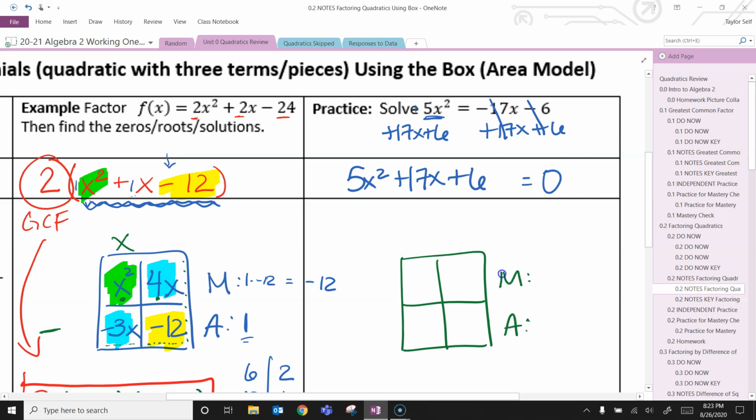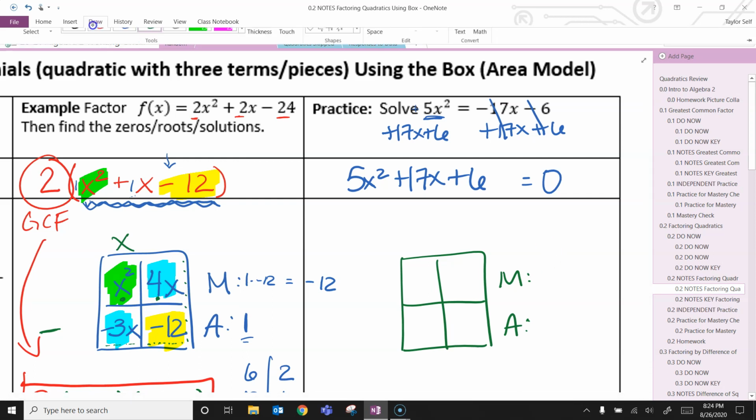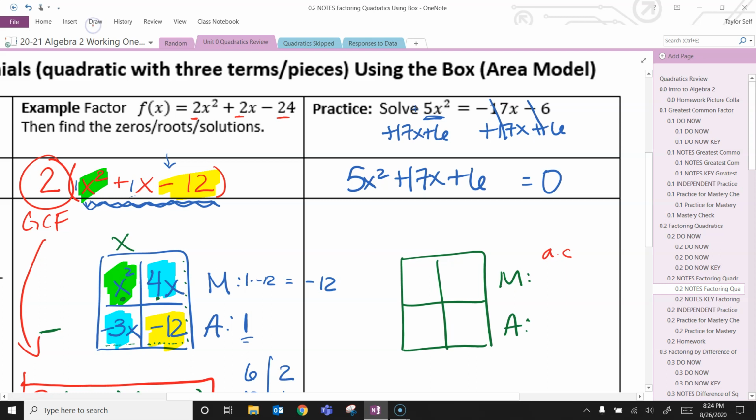So we're always going to start by drawing the box. Actually, we're going to start by doing a GCF. Do these numbers have anything in common? We cannot divide any of these numbers by the same number. So there is no GCF this time. So we're good to start with the box and the A times C and the B thing. So we need to multiply to A times C. That's the first term times the last term.